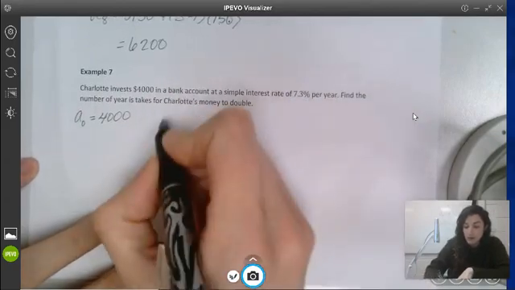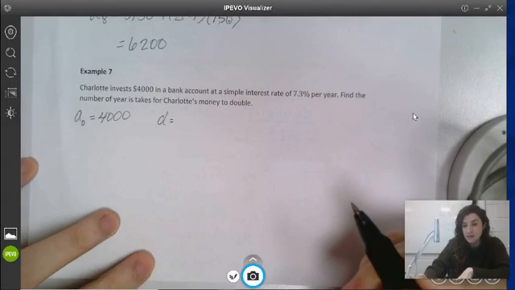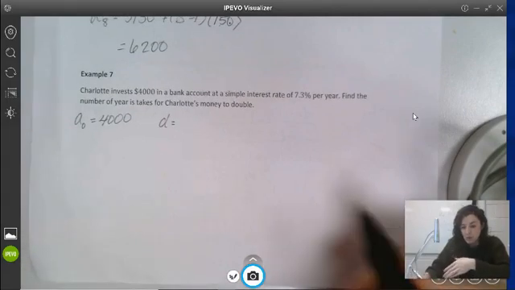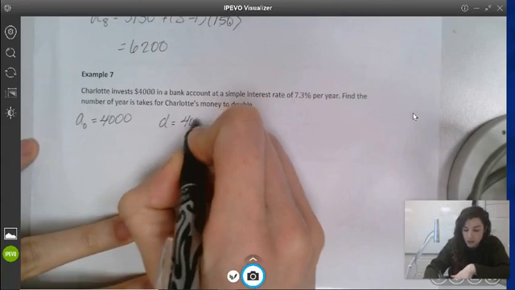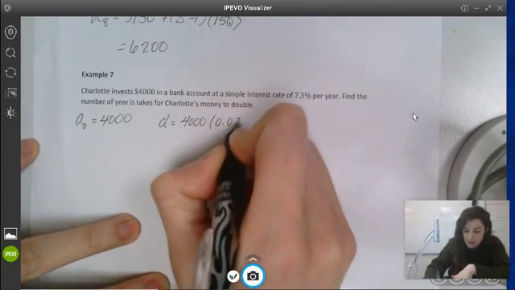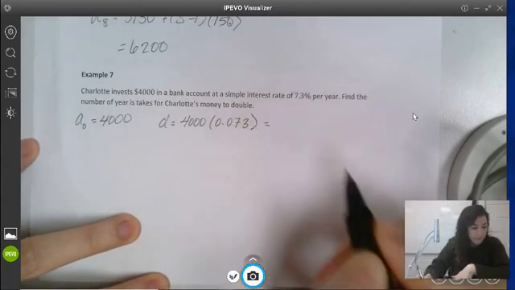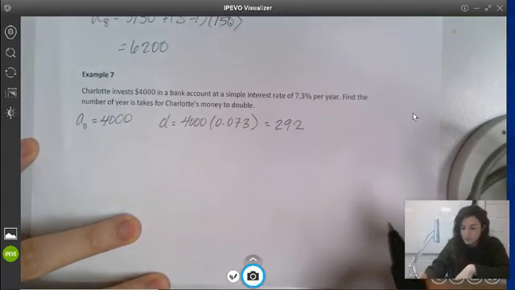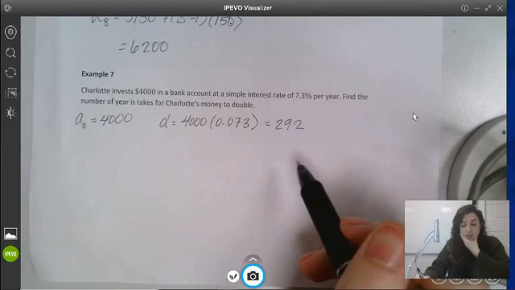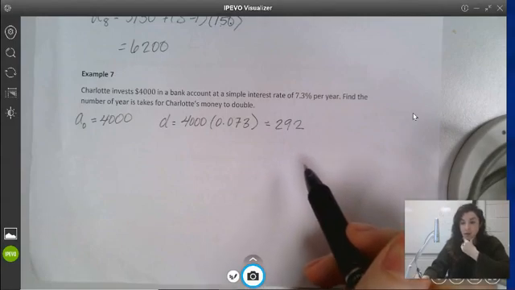A simple interest rate of 7.3 will help us figure out what our common difference is. It's just not 7.3%, it's 7.3% of 4,000. So that's 4,000 times 7.3%, which is 292.